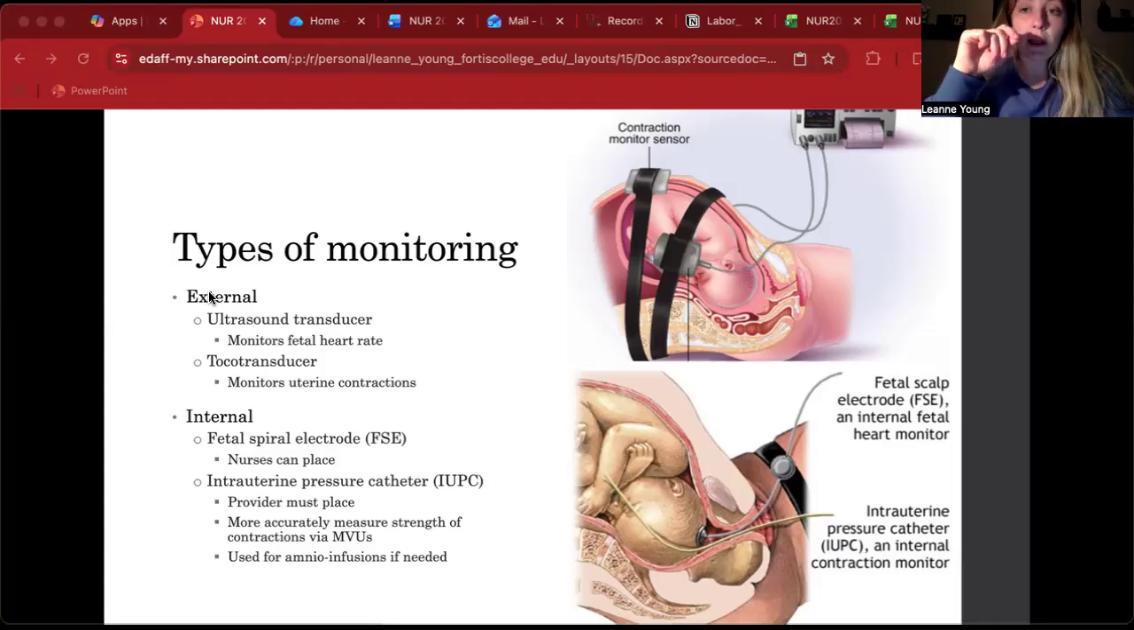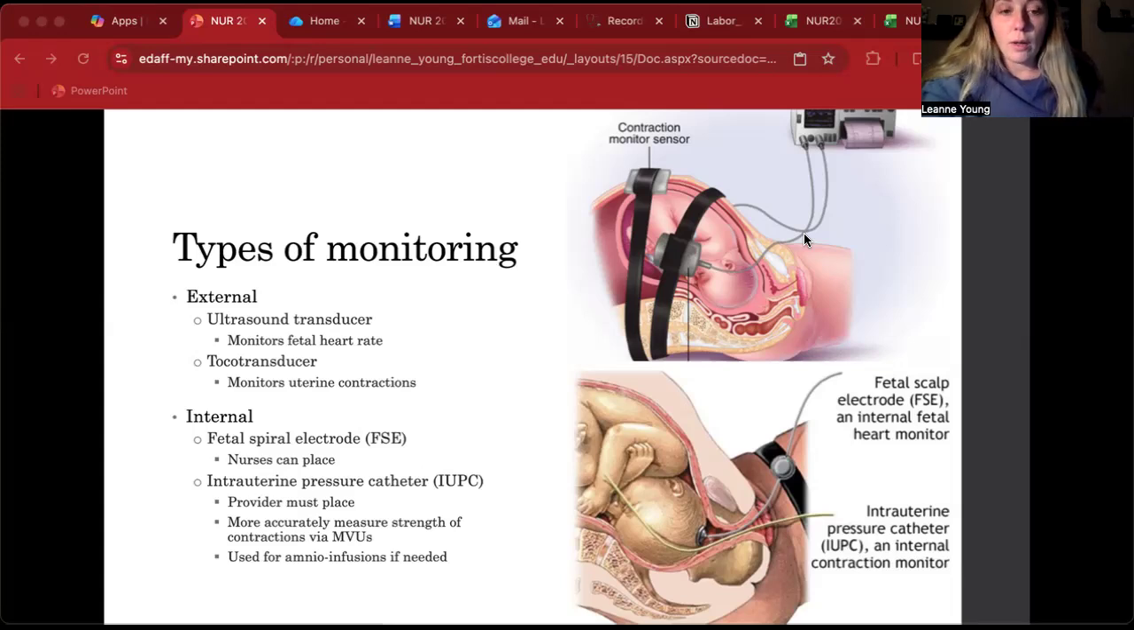Okay. Whenever you're placing it, it's important that you get that placed on the bone and not in a fontanelle or on a suture line, because that can cause some damage. Intrauterine pressure catheter, doctors have to place these. Providers must place these. These more accurately measure the strength of contractions via Montevideo units.